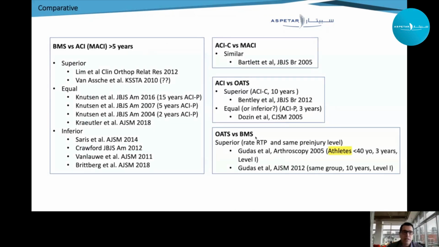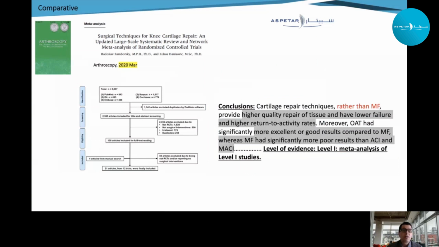A lot of research came down the line, but literally all the research after 2012 up until now supported all the previous described situation. And this is the one, in my opinion, a reference from now on, published a month ago in Arthroscopy, which is a meta-analysis of level 1 studies. And this says exactly the same, that all techniques are producing high quality repair tissue and have a low failure and high return to activity rates, with the exception of microfractures down the line.